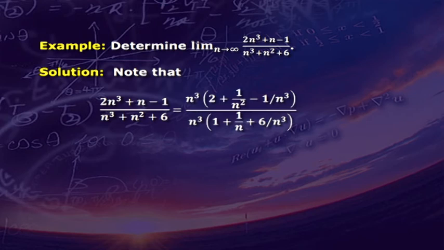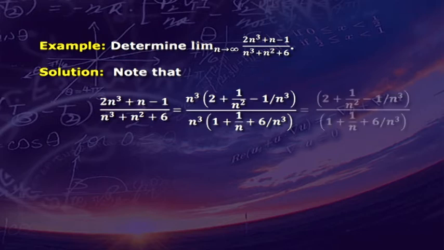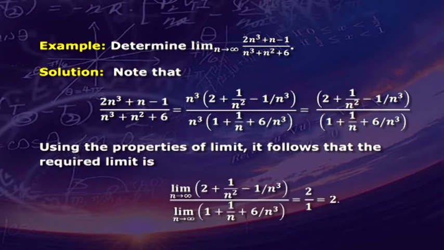equal to n cube times 2 plus 1 over n square minus 1 over n cube, divided by n cube times 1 plus 1 by n plus 6 by n cube, and this is equal to 2 plus 1 by n square minus 1 by n cube divided by 1 plus 1 by n plus 6 by n cube. Using the properties of limit, it follows that the required limit is 2 over 1, which is equal to 2.